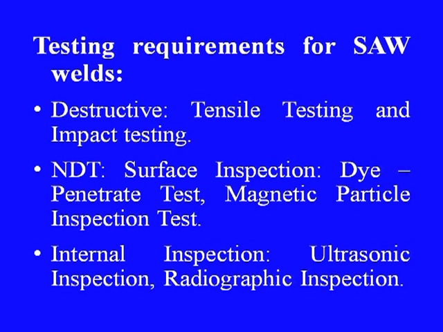The other category is non-destructive testing. This category includes surface inspection through dye penetrant test, magnetic particle inspection test, etc. Then another category of inspection is internal inspection methods, which include ultrasonic inspection and radiographic inspection. Through these methods, one can assess whether there are cracks or holes inside the welded portion.